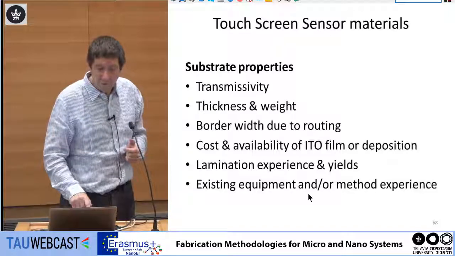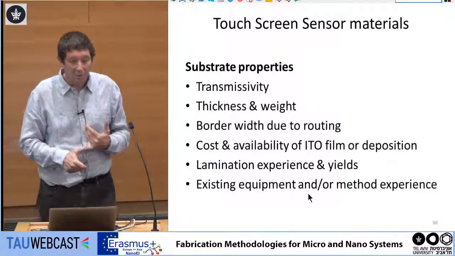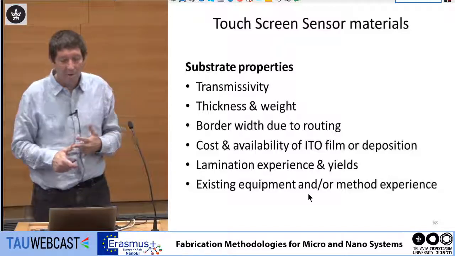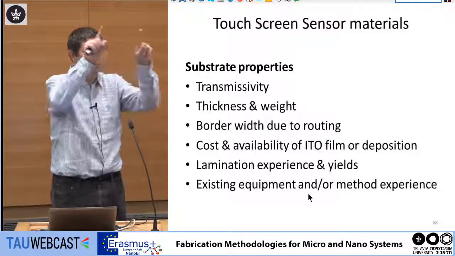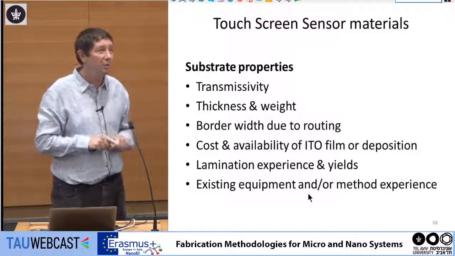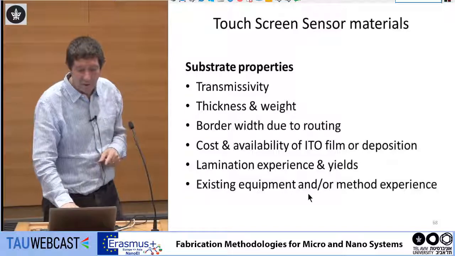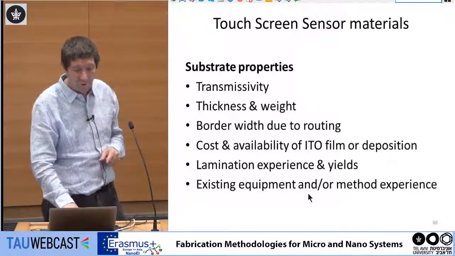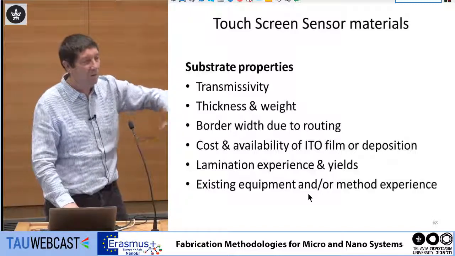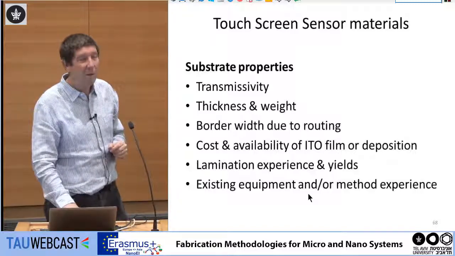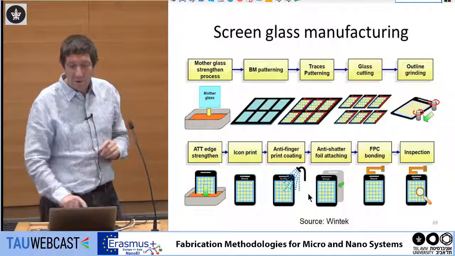So let's move on. I need a material that will have good transmission, good thickness to weight, good border width due to routing, because I need to put all the interconnects on the side of it, cost and availability of ITO film deposition, and lamination. Lamination is a process where we put layers on top of it, and I want to use existing equipment. I don't want to invent new tools.